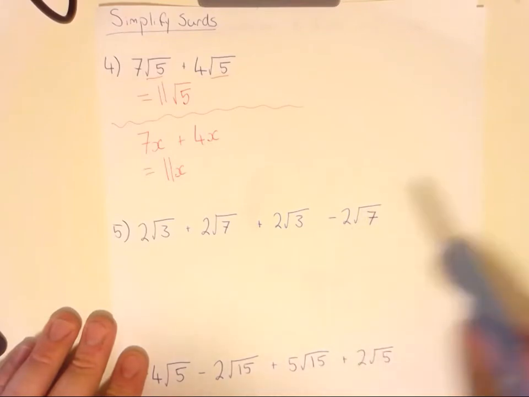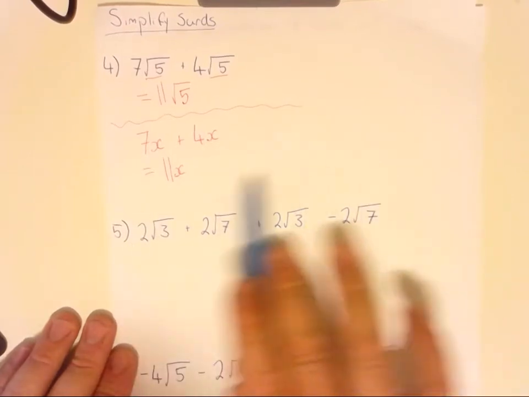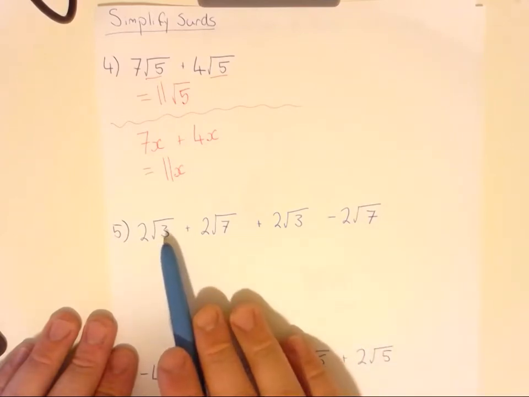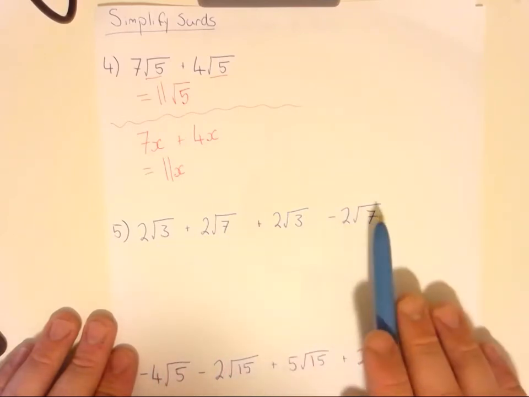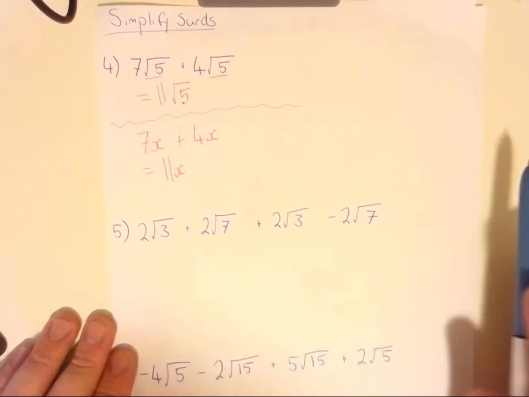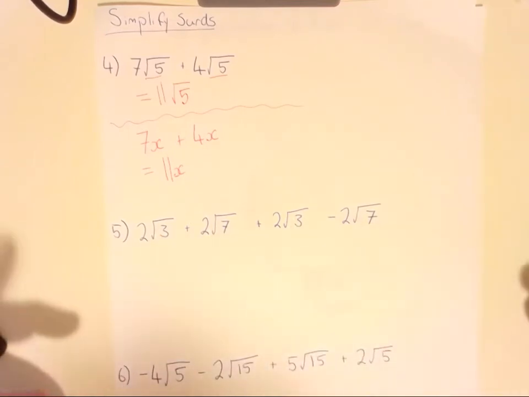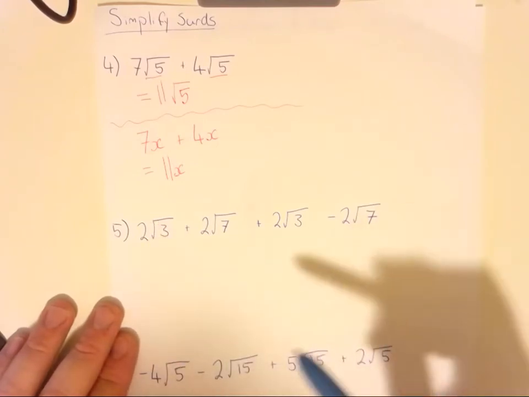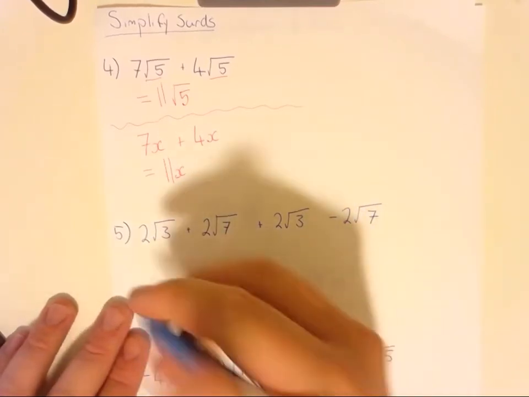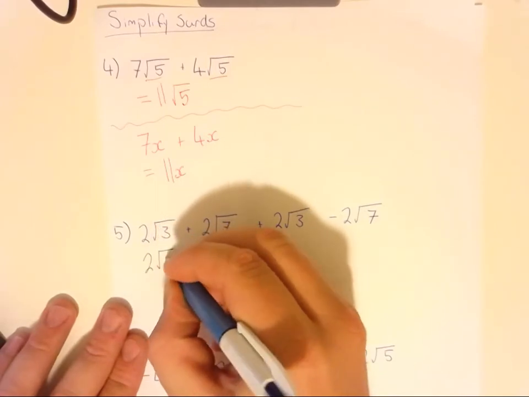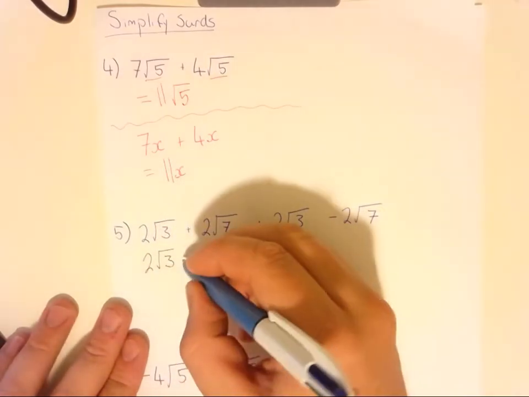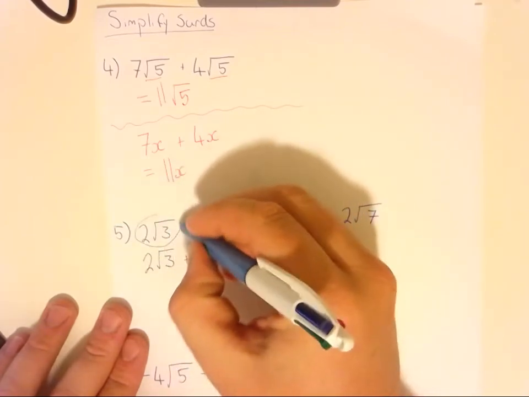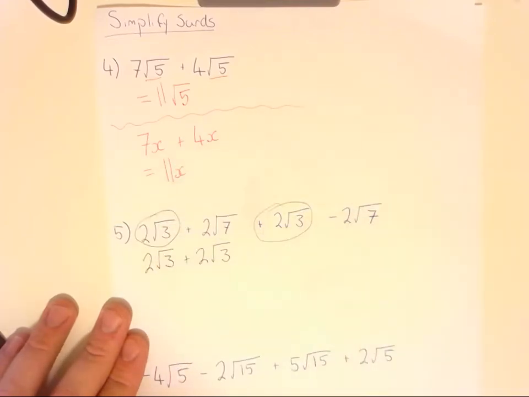Now again, this is a combination of different surds. Now we want to see, can we change any of these? Root 3, root 7, root 3 and root 7. I can't change any of those. I can't get a square number multiplied by another number to put within that, so we just leave them the same. I'm just going to rewrite this though as 2 root 3 plus 2 root 3, as I've identified that there's one here and another one here.